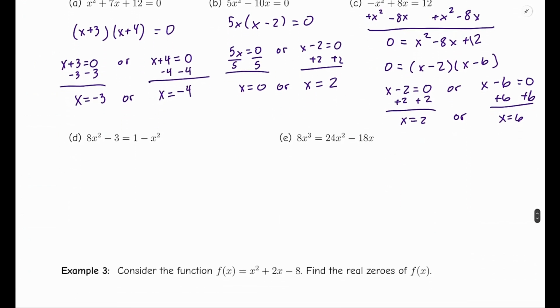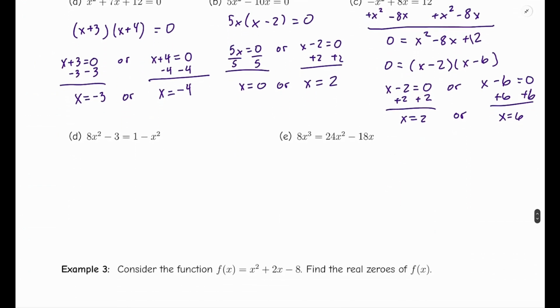Part D. 8x squared minus 3 equals 1 minus x squared. Again, it's not equal to 0, so I need to get it equal to 0 first. So I'm going to subtract 1 and add x squared to both sides. We get 9x squared minus 4 equals 0.